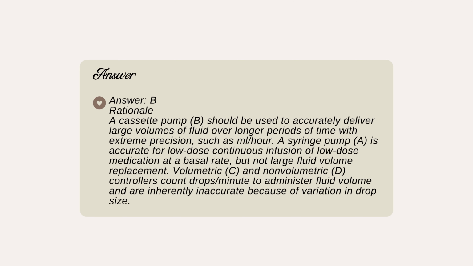Answer. B. Rationale. A cassette pump, B, should be used to accurately deliver large volumes of fluid over longer periods of time with extreme precision, such as milliliter per hour. A syringe pump, A, is accurate for low-dose continuous infusion of low-dose medication at a basal rate, but not large fluid volume replacement. Volumetric, C, and non-volumetric, D, controllers count drops per minute to administer fluid volume and are inherently inaccurate because of variation in drop size.